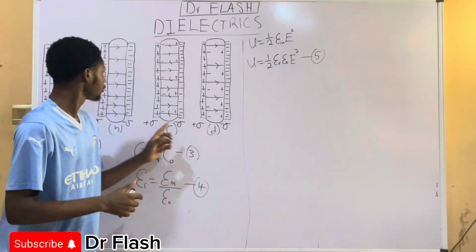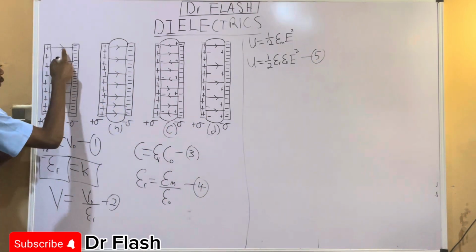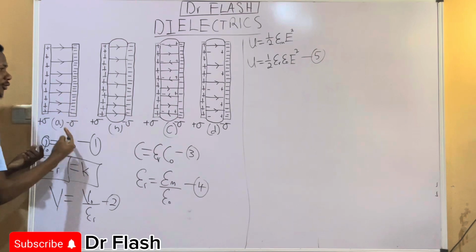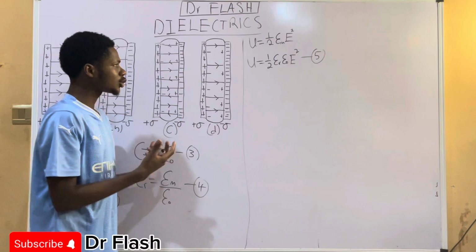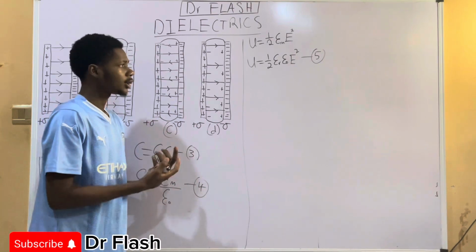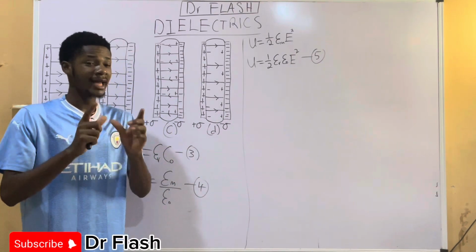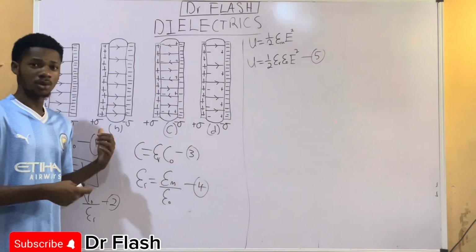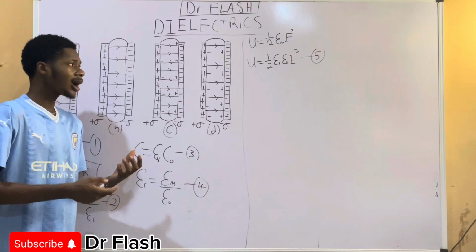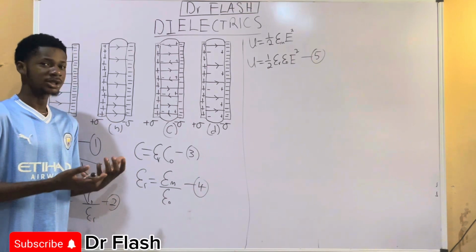Now, how about the electric field? Initially, look at the amount of electric field you had: 1, 2, 3, 4, 5, 6, 7. And then when you come here and count 1, 2, 3, 4, 5, you see it's now less. So notice that the number of electric field lines that we'll now have in the end after adding the dielectric is less than the initial one. So we know the electric field is decreasing, or it's decreased.